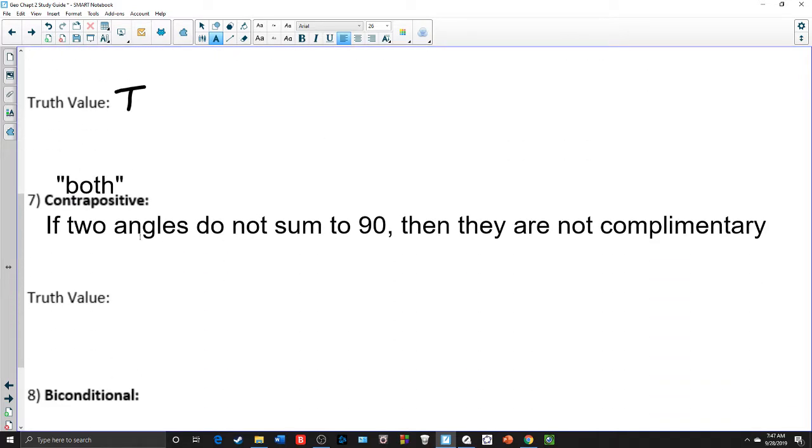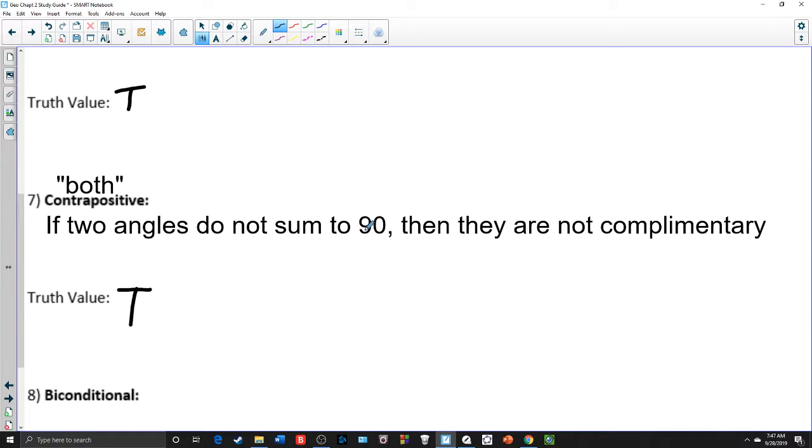So if two angles do not sum to 90, then they are not complementary. We want to figure out if that's true or false. So if they don't add to 90, we do not call them complementary. Well, that's true. If two angles don't add to 90, we can't call them complementary. That can't happen. So that's a true statement.